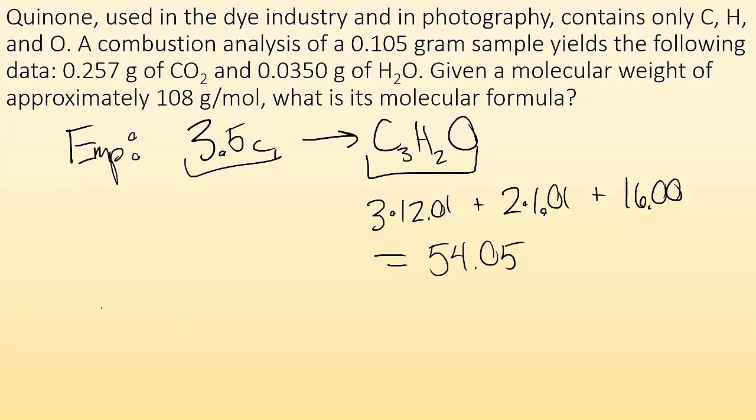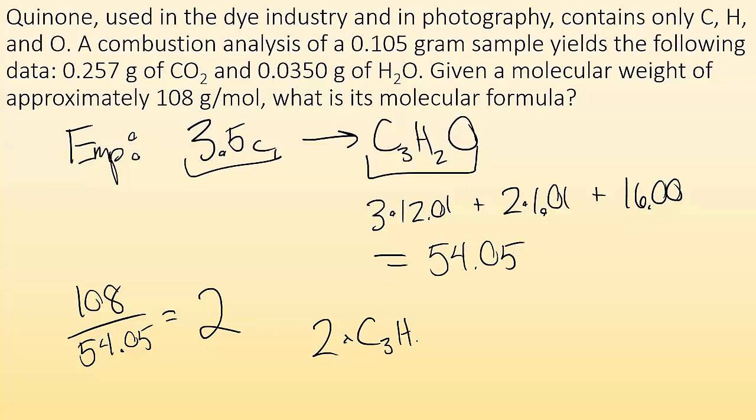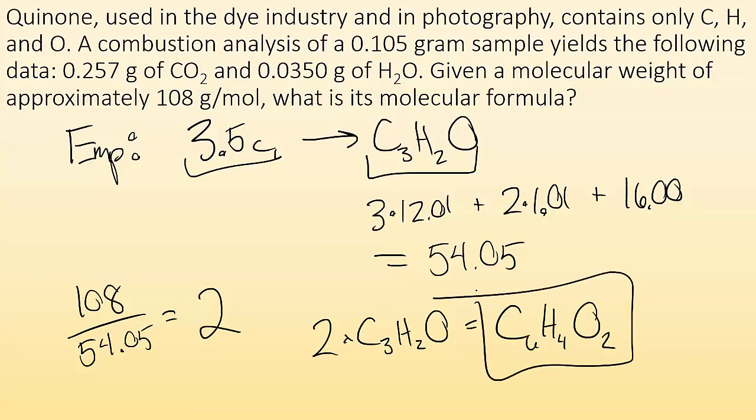So now to get the multiplier, to figure out how many times I've got to multiply it, I do 108 divided by the empirical formula's mass, 54.05, and I get almost exactly 2. So that's going to tell me I've got to do 2 times that C3H2O, which is going to give me C6H4O2, and that will be my molecular formula.